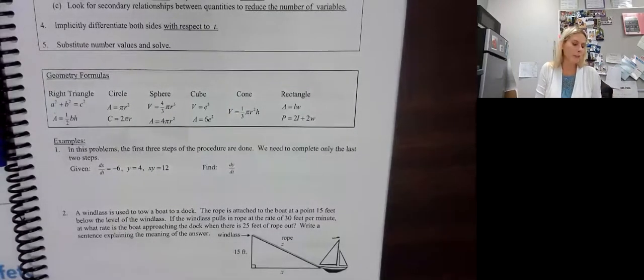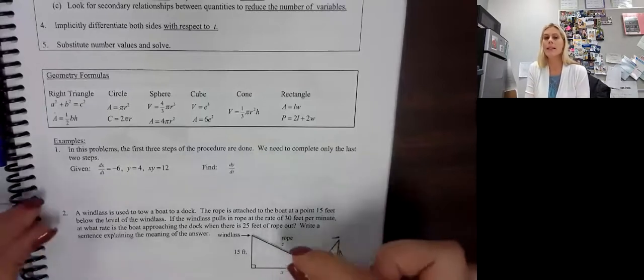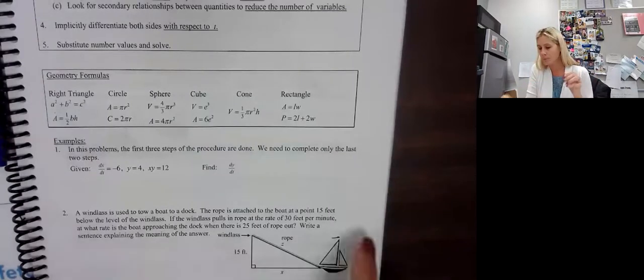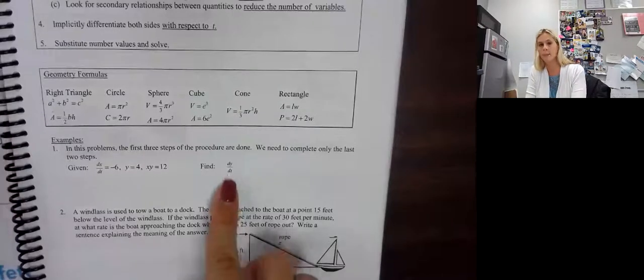Here it's just going to give you an example without the story. So what it does is it gives us dx over dt equals negative 6. It gives us a y value, and we have x times y equals 12. Now, in this problem right here, you have to understand that y is not staying at 4. y changes just as x changes. So we can't plug that 4 in until after. And what we're trying to find is dy dt.